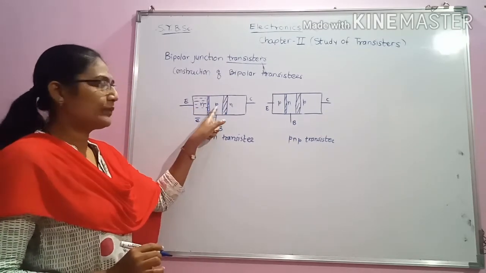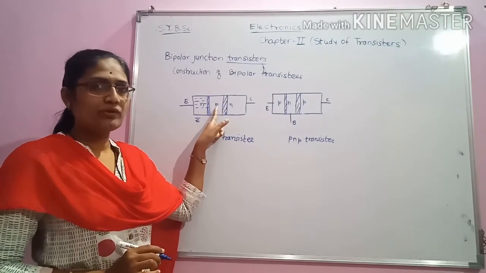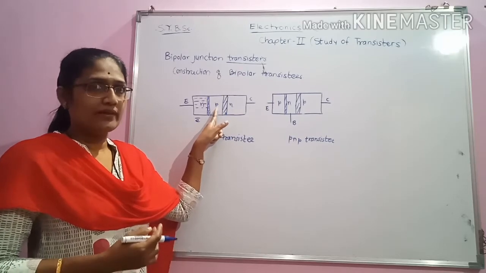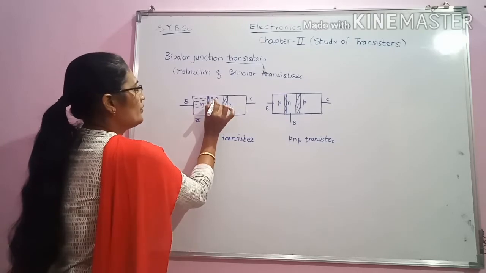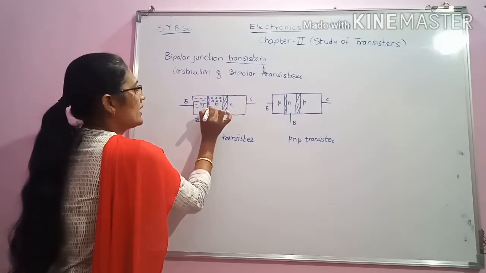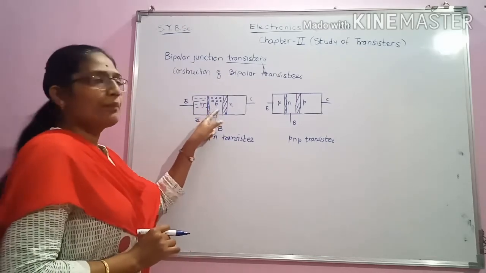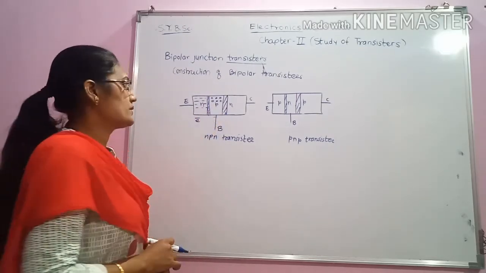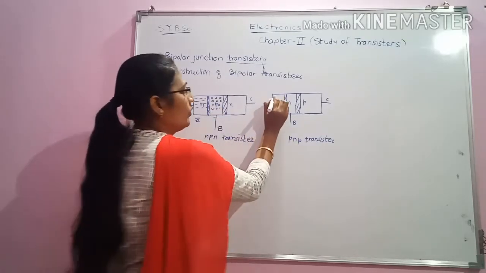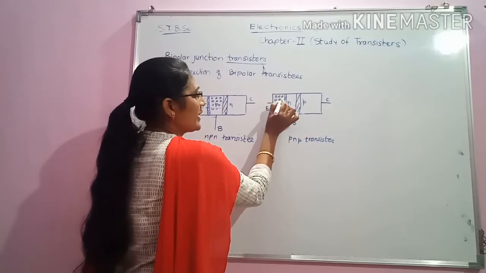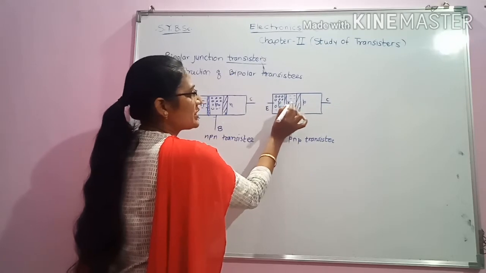And what about p-type material? If we add a trivalent impurity to a pure germanium or silicon crystal, then what will happen? They will create holes. Therefore, the majority charge carriers in p-type material are the holes. Here, holes will be the majority charge carriers and electrons will be the minority charge carriers.